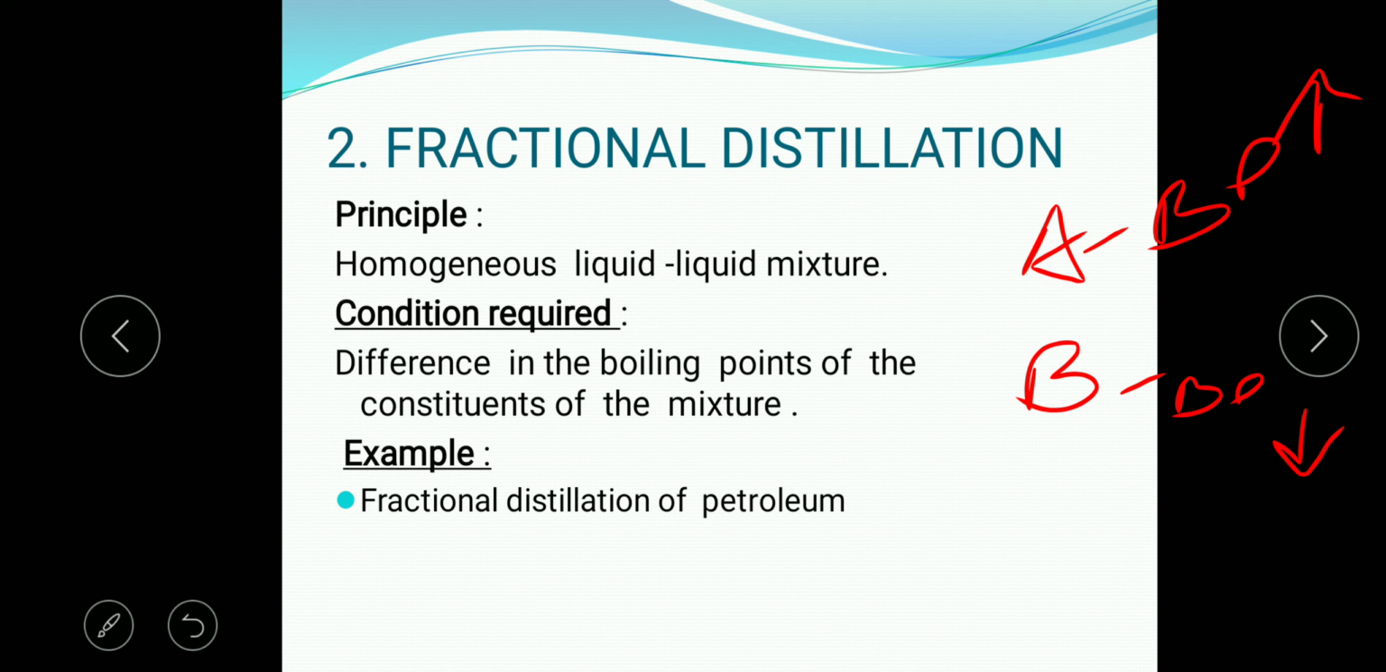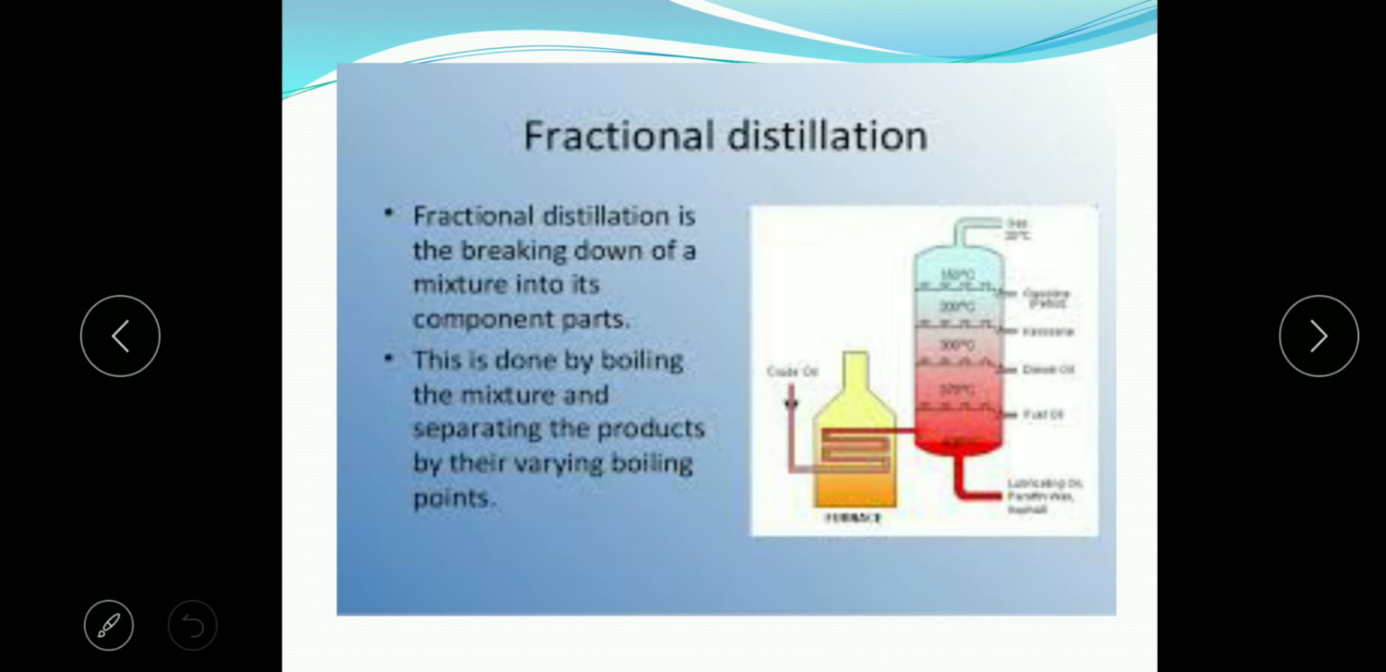Okay, why is it known as fractional? Fractional means division. Division means separation. Here in the chamber you can see that a single chamber is divided into many chambers. The distillation chamber is divided into many chambers, and each chamber will have its own boiling point.